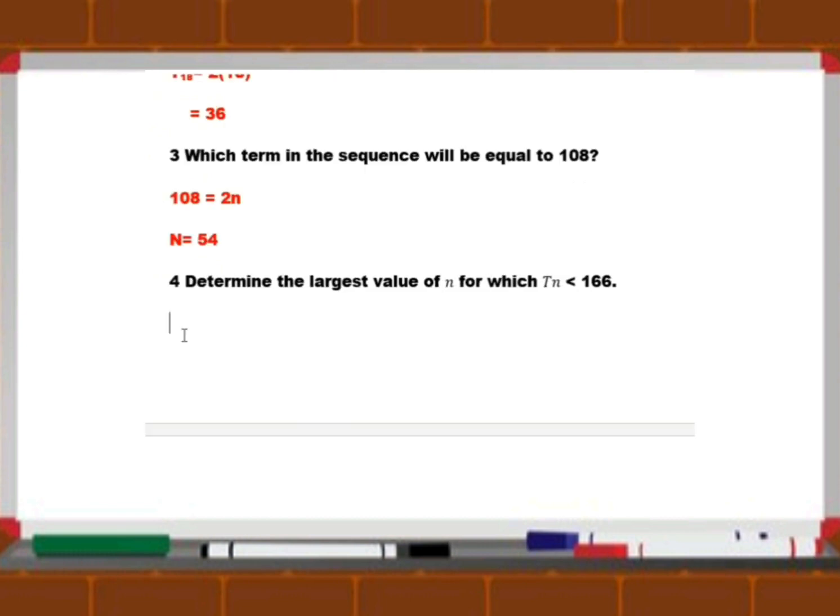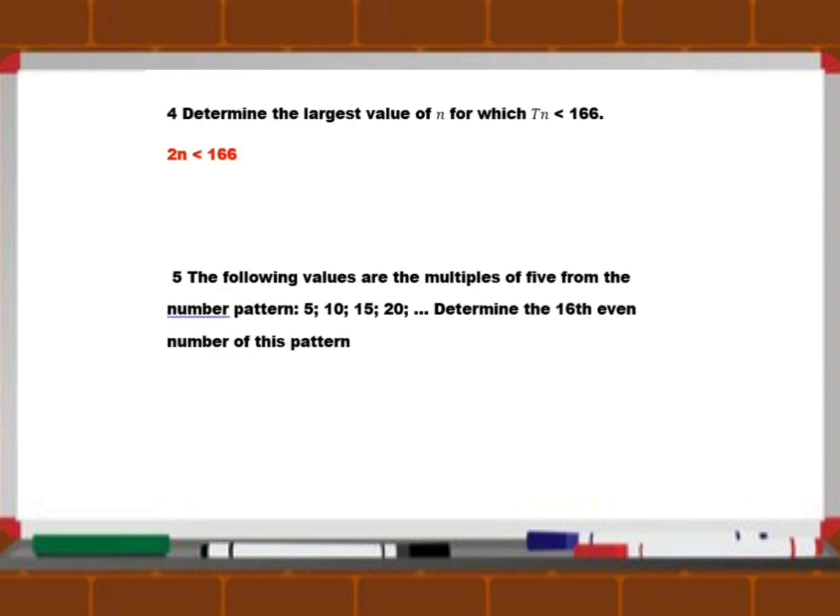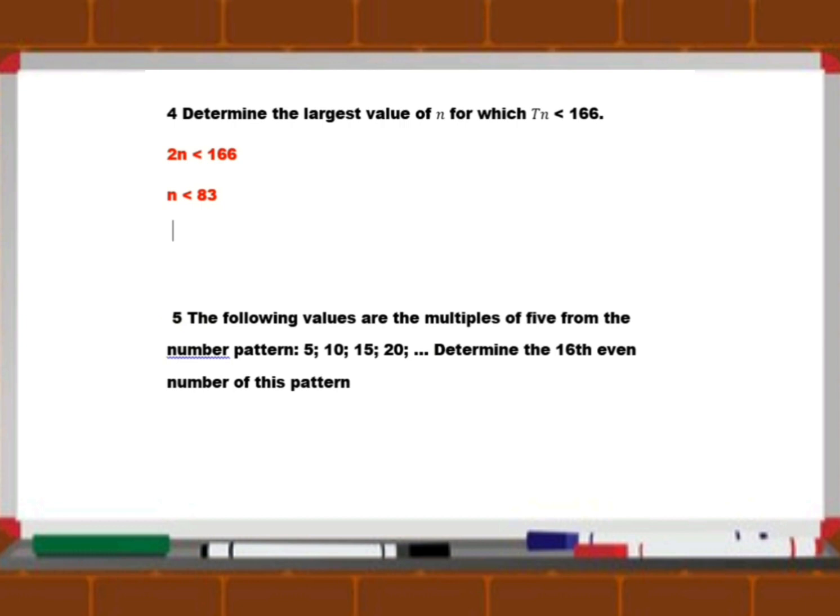Okay, so question 4 says determine the largest value of n for which Tn is less than 166. So you just have to say 2n is less than 166, and then divide both sides by 2, and then you're left with n. Just rewrite it as the 83rd term, and then you're done.